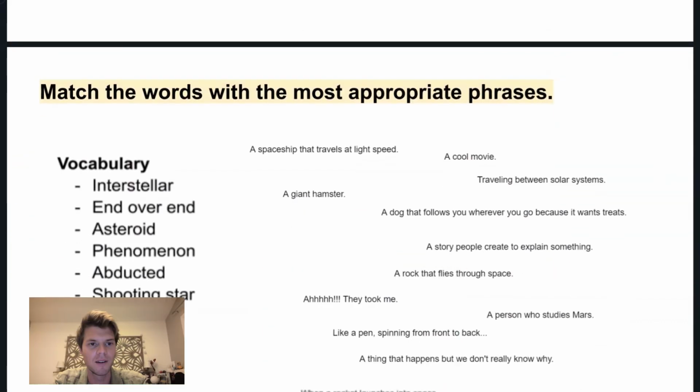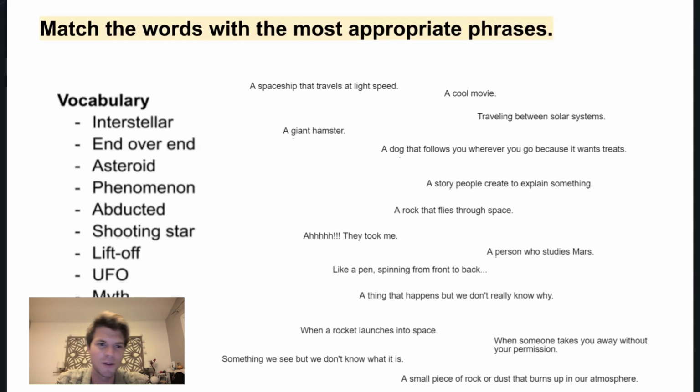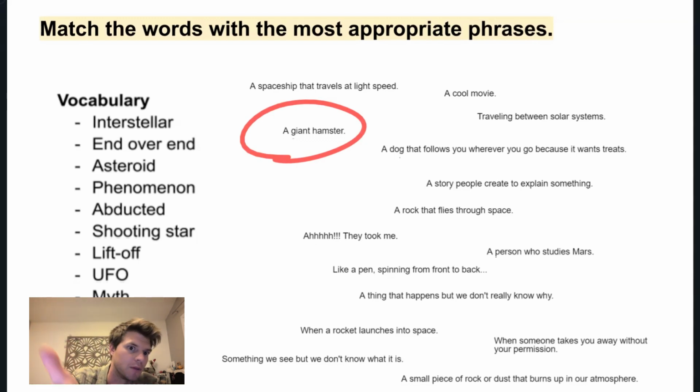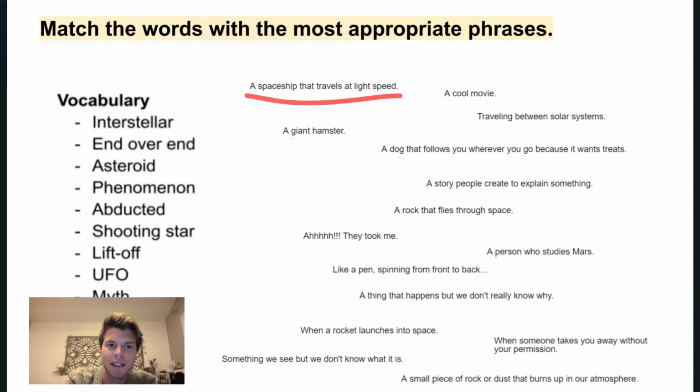So moving on. My favorite thing here is matching vocabulary words with the appropriate phrases. I have some phrases. Sometimes they're definitions, sometimes they're just phrases that you have to match up with the appropriate words. So, for example, we have a giant hamster. Some of these are a joke, some of them you don't actually need. So, maybe I am trying to trick you. I don't know. Maybe one of these words does mean a giant hamster. A spaceship that travels at light speed. I don't know. A cool movie. I don't know. I like this one.